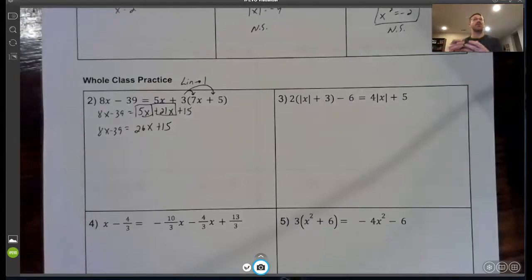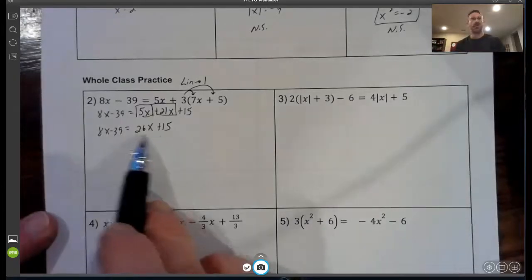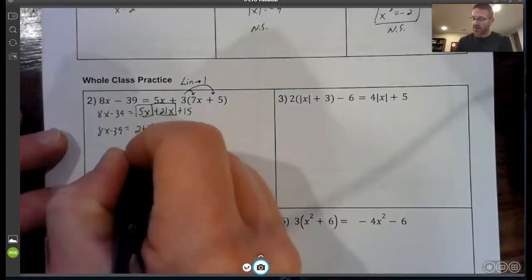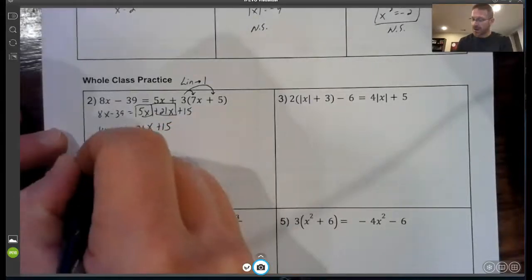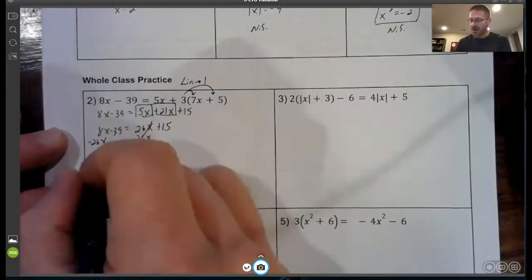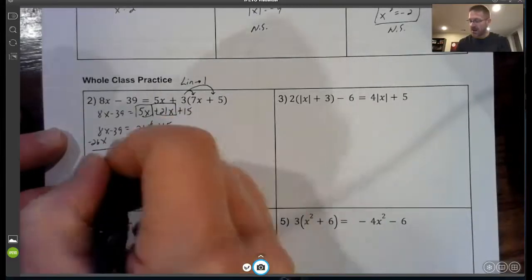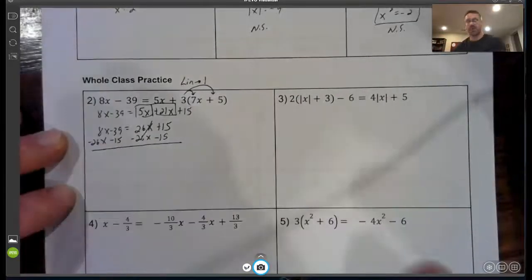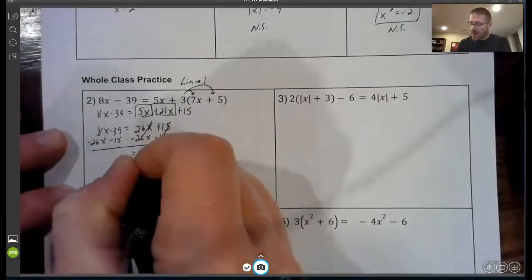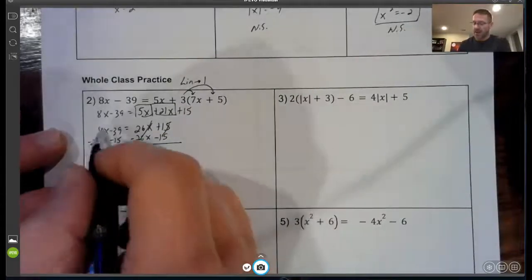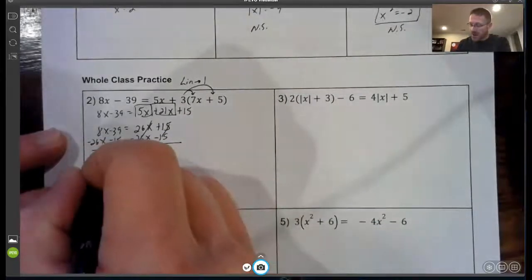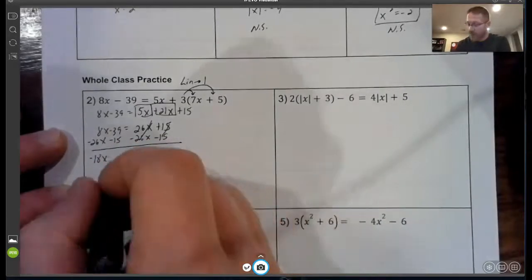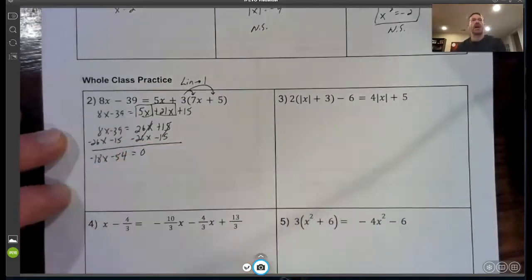And now we want it to be equal to 0. All right, so it's not equal to 0. So I'm going to make it equal to 0 so I can use my zero property. So I'm going to subtract 26x and subtract 26x. That's 0. I'm going to subtract 15 and I'm going to subtract 15. So remember, variable goes with the variable, number goes with the number. All right, and I've made my right side of my equation equal to 0. So 8 minus 26 is negative 18x. Negative 39 minus 45, that is negative 54. All right, and that's what we want.